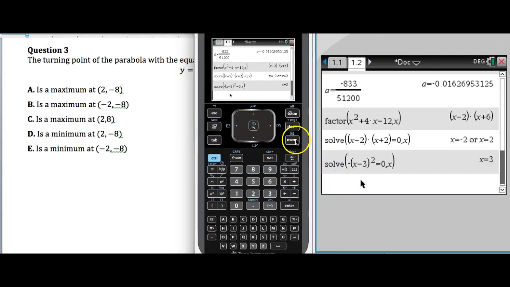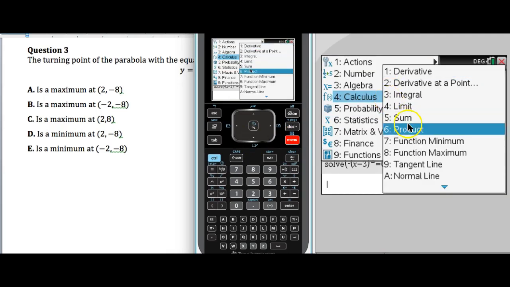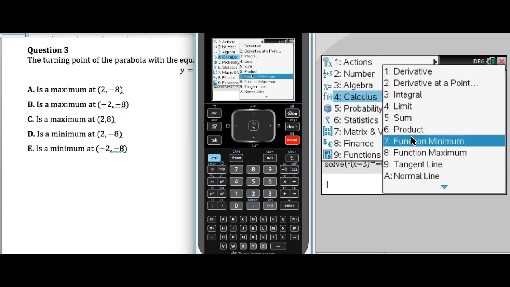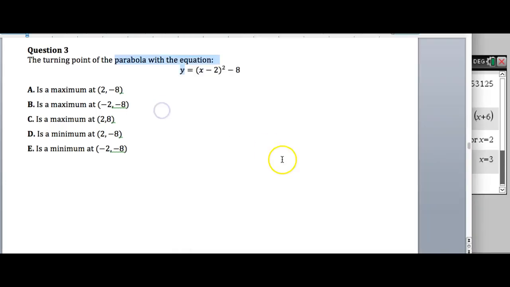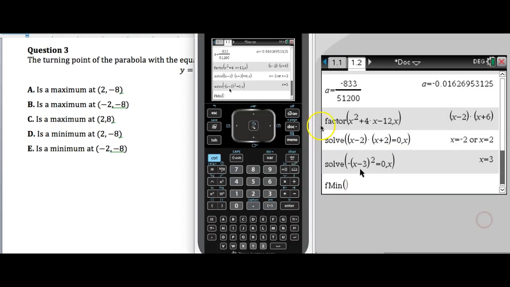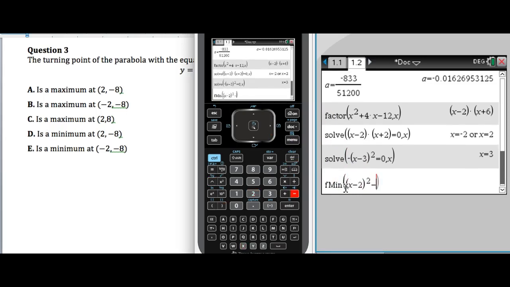Okay, so with that one there, you can graph it, or you can also use calculus. Going into methods, you'll learn more about calculus, but you can actually find your function minimum if you just type in your function, and I can't remember what it was, x minus 2 squared minus 8. Whoops, that doesn't open, I pressed on the wrong thing. x minus 2 squared minus 8.